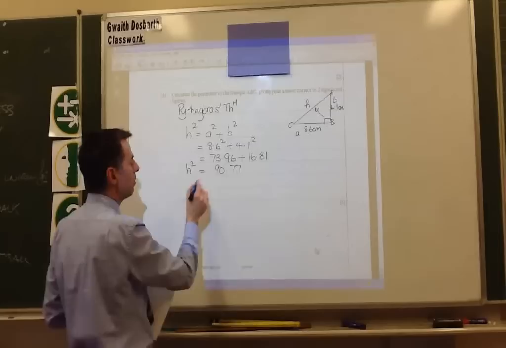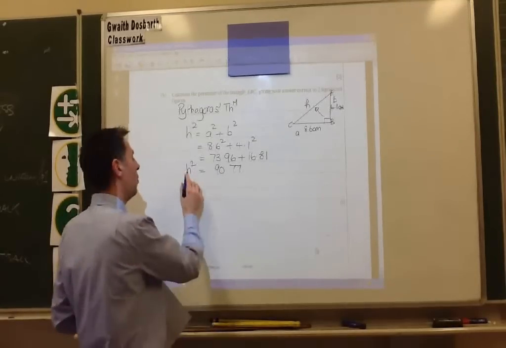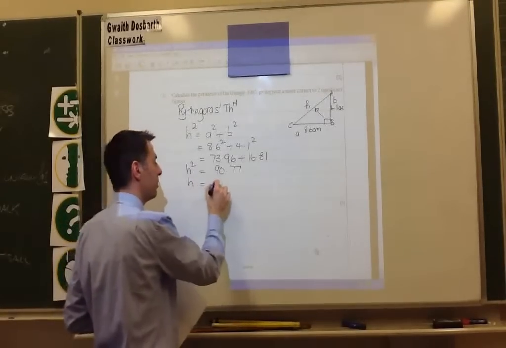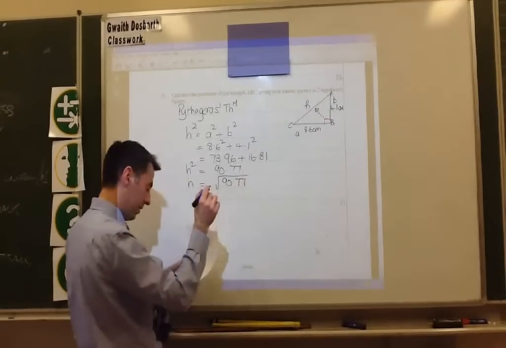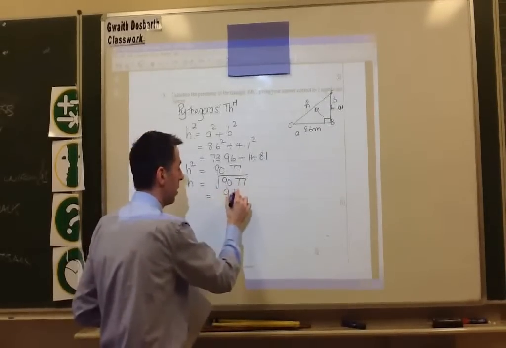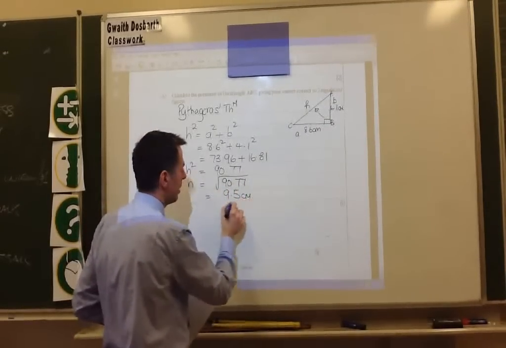So H squared equals 90.77. We don't want H squared, we want the hypotenuse, so therefore we need to take the square root of 90.77, which will give us an answer of 9.5 centimetres.